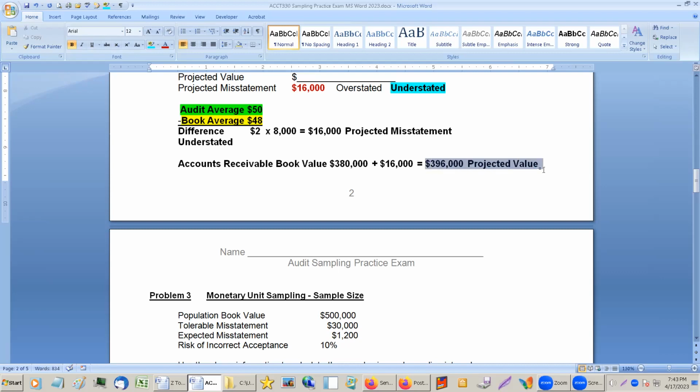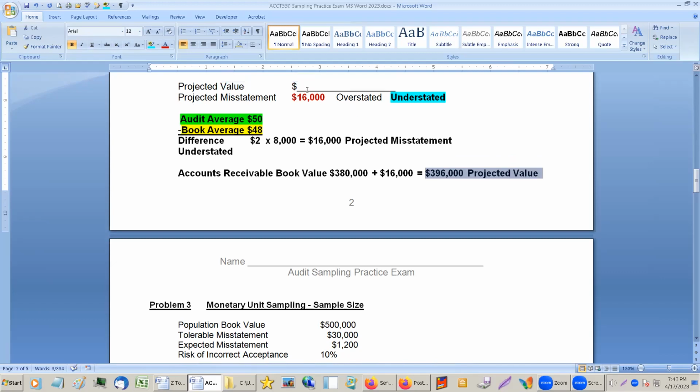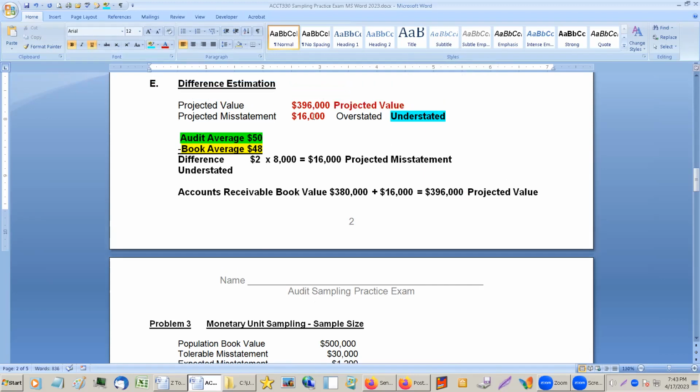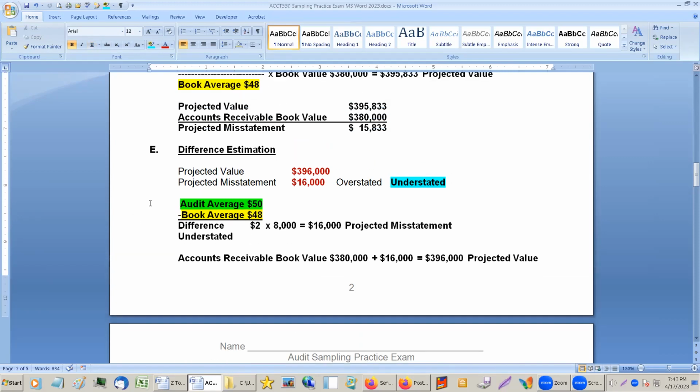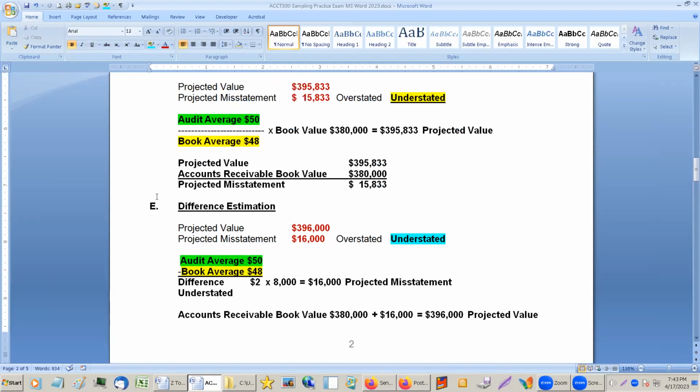This one's a little bit strange in that we get the projected misstatement first. And it's also a little bit strange in that this one assumes that everything would be off by the same amount. So it doesn't matter whether the account was a $5,000 account or a $5 account, it is off by $2. The ratio one says big things off by big amounts. The difference one says everything's off by the same amount.